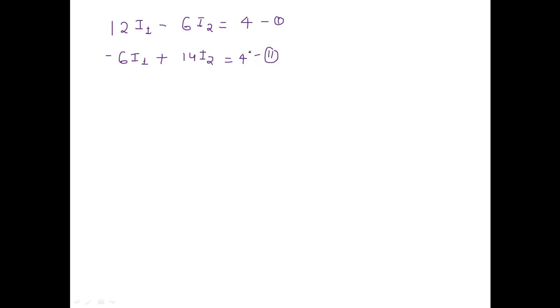So in order to find the coefficients, that is I1 and I2, what we have to do is maintain one same parameter over equation first and equation second. So we multiply equation second by 2, so that the I1 coefficient remains the same. So we get 12 I1 minus 6 I2 is equal to 4, and when the second is multiplied by 2, then 12 I1 plus 28 I2 is equal to 8.